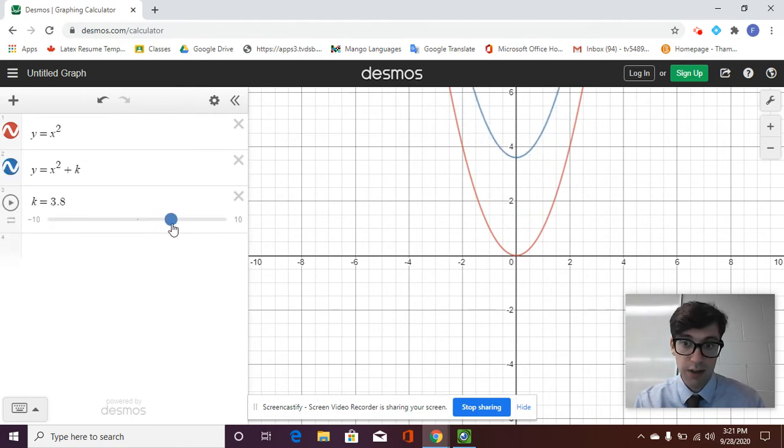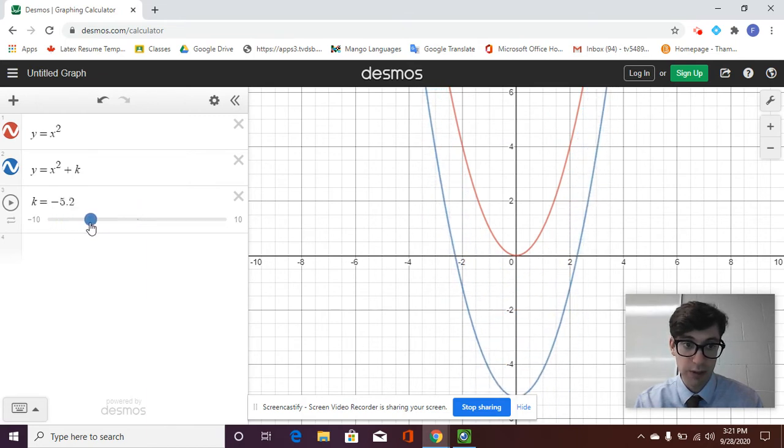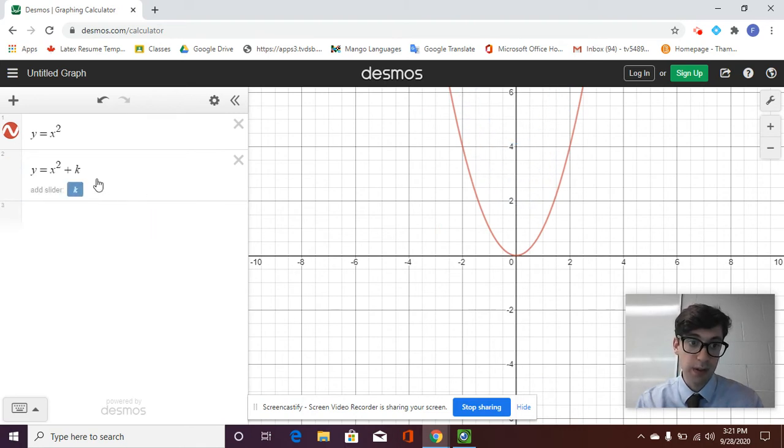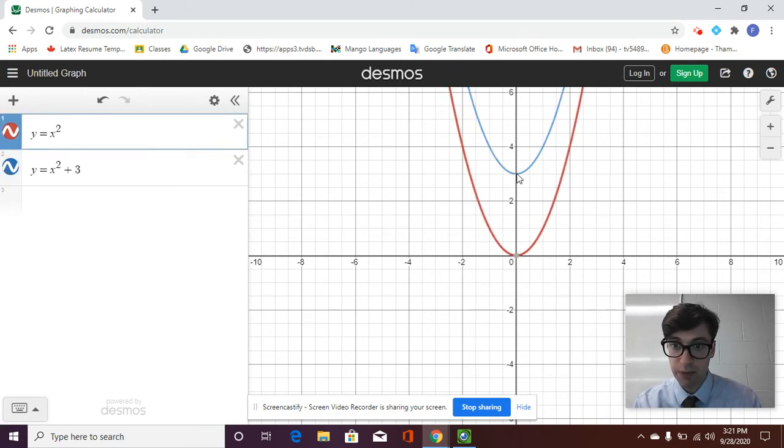So k is just moving my parabola up. It's not changing the shape. It looks like the shape is changing, but only because a different amount of the parabola is on the page. So if k is negative, it's moving down. If k is positive, it's going up. So for example, x squared plus 3, it's the exact same parabola, but I've taken every point and I've moved it up 3.